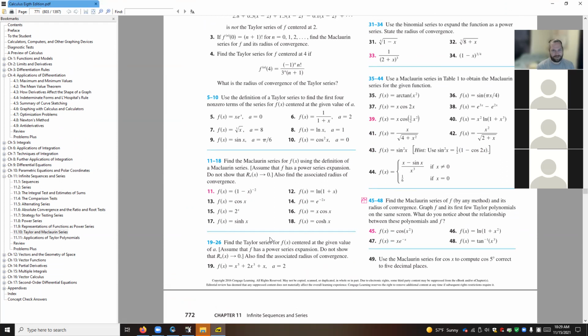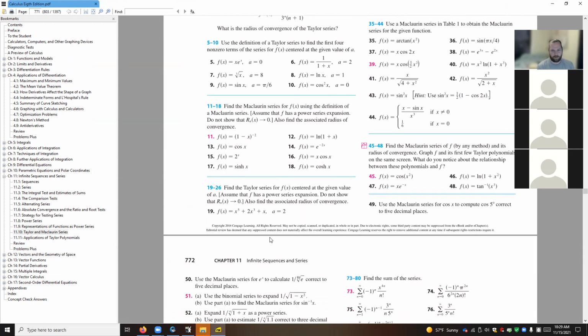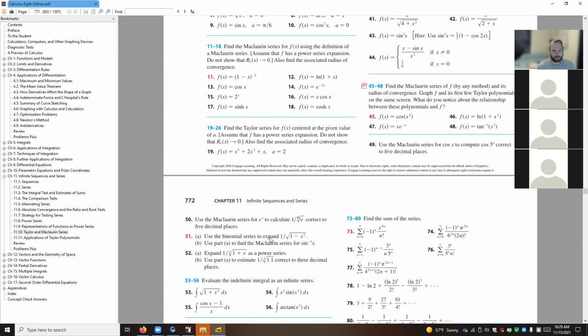And none of these are really good. That's such a bummer. Sometimes I hate this textbook. All right, we're going to cook up our own.